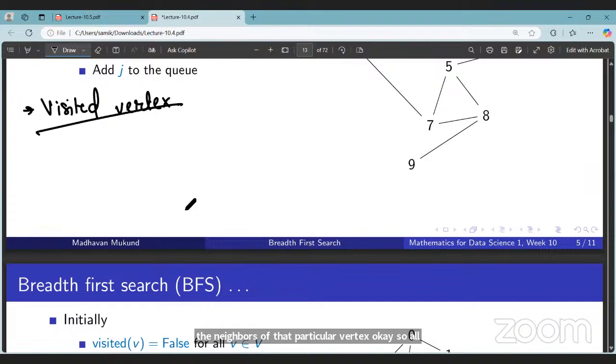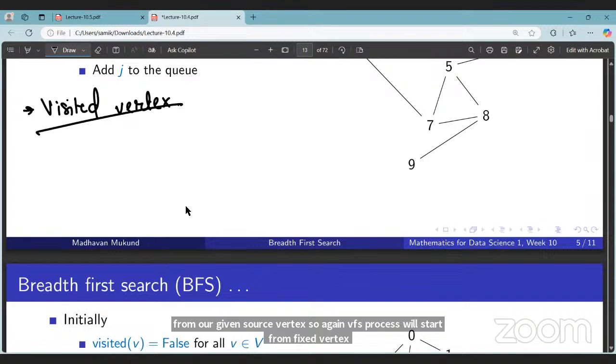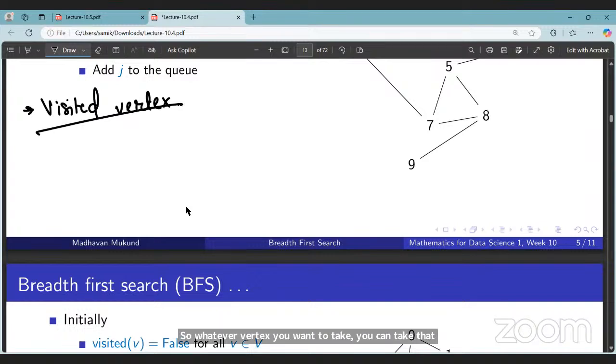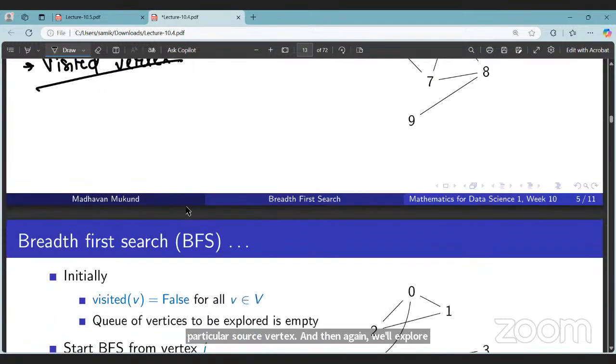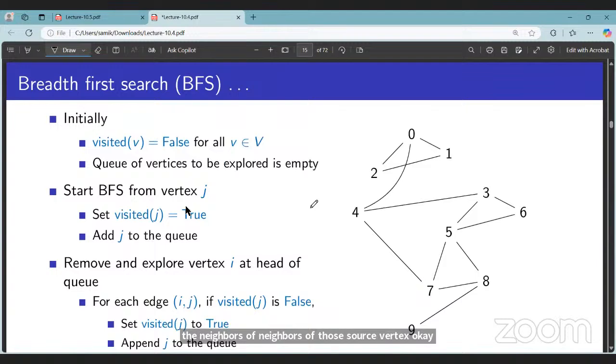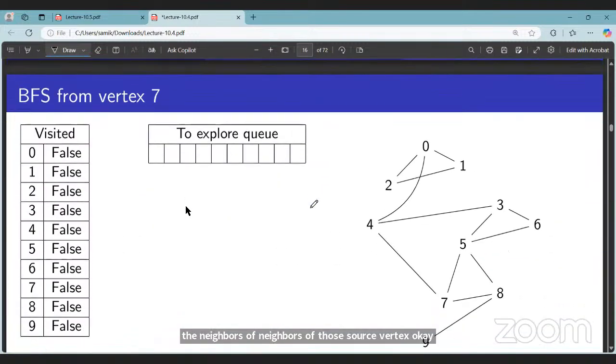Visited vertices means those vertices which we can reach from our given source vertex. The BFS process starts from a fixed vertex. Whatever vertex you want, you can take it as your source vertex, and then we explore the neighbors of that source vertex, and then again we explore the neighbors of those vertices. For that we have a feasible method in this way. Suppose we start our BFS method from here.